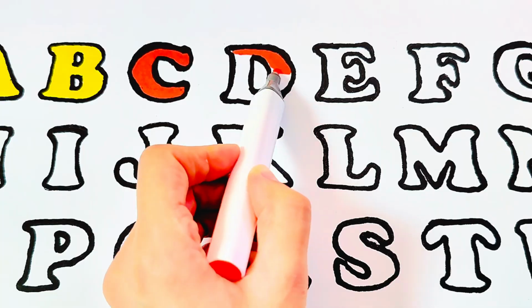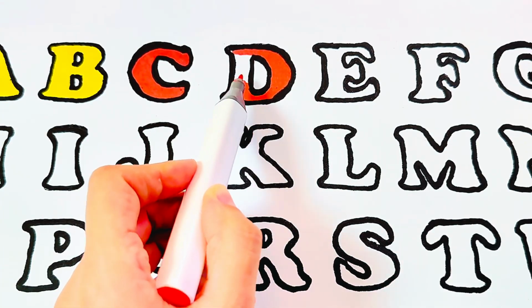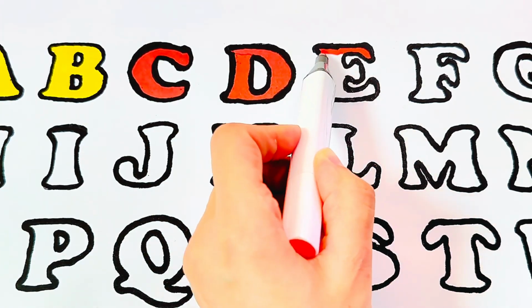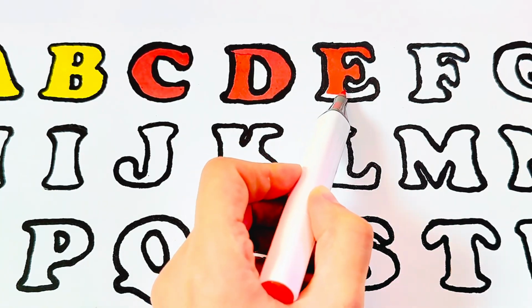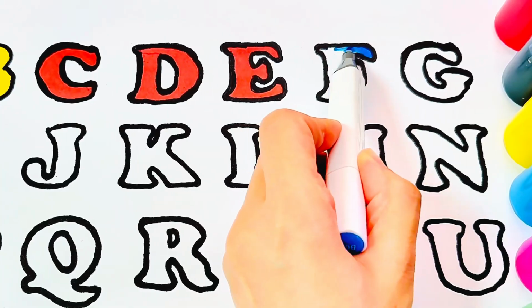Orange. P is for picture. I will color the letter D. E is for egg. Q is for queen. Queen. R is for ring. I will color the letter F with blue.